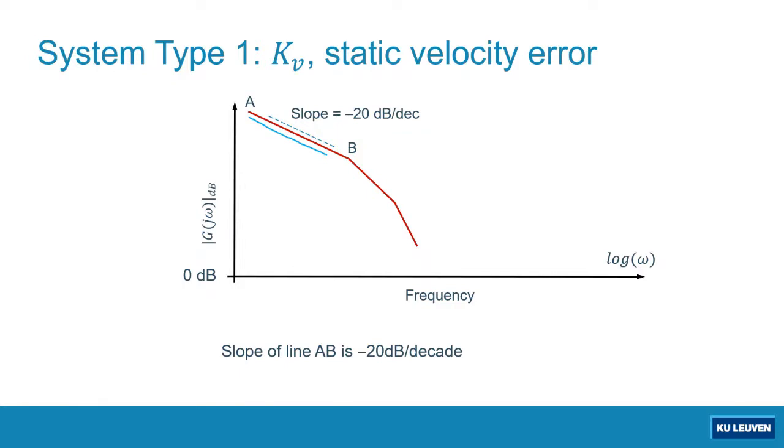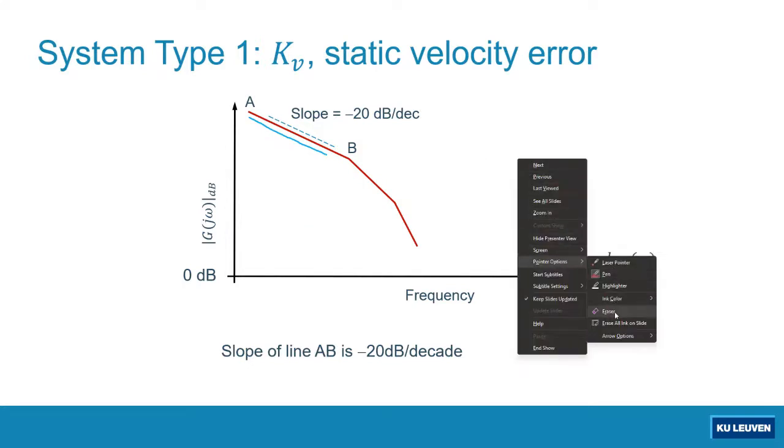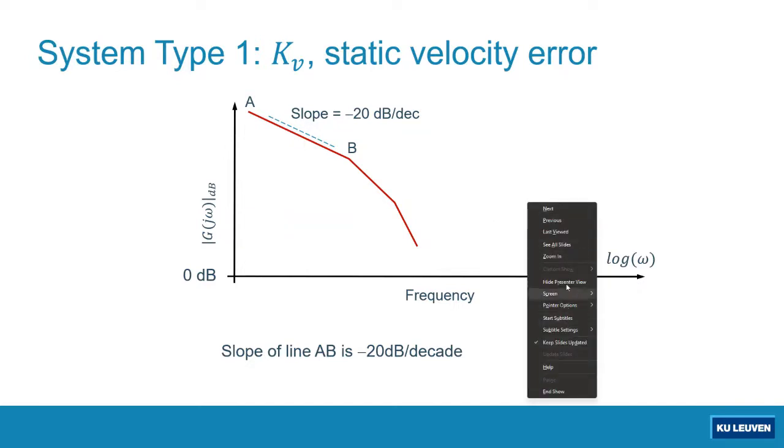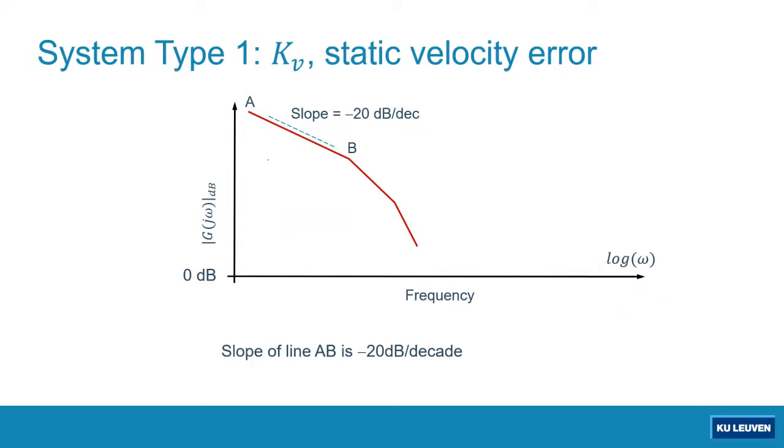And how do we estimate the static velocity error constant, the Kv? Again, it's pretty simple, as in the previous case. What we have to do is simply extend this line, the magnitude at low frequency region, until it crosses the horizontal axis, the frequency axis. Let's say this extension will cross the frequency axis at omega v.